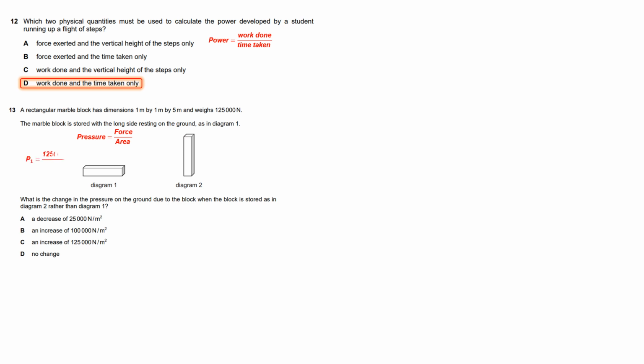The change in ground pressure due to the block when the block is stored as in diagram 2 instead of diagram 1 is obtained by taking the difference between the two pressures. There is an increase in pressure.